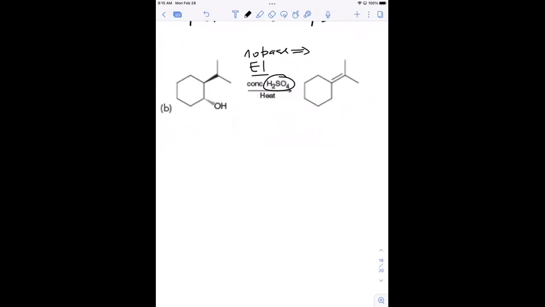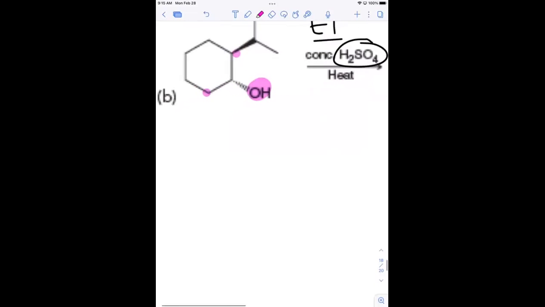All right, let me ask this question. Whenever we're doing elimination, what are we looking for? We find our what? Our leaving group, and then what else? The nucleophile. Not for elimination. Elimination is not like substitution. We find the leaving group, and then we find the alpha positions. Is that right? Yes. So here's alpha, and here's alpha.